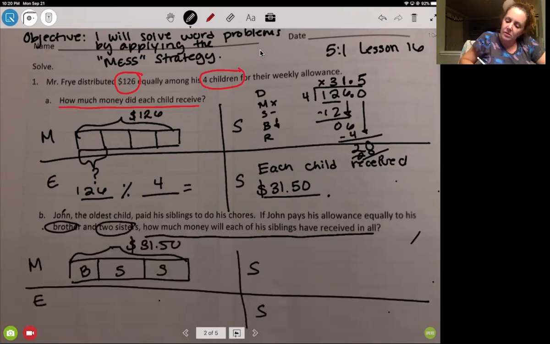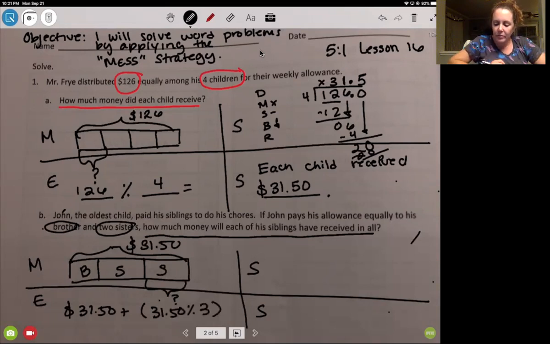So whatever I find, I'm looking for 1, doesn't matter which one, but I'm going to add what they already had to it. So I'm going to do, the sibling already had $31.50 plus, and then I have to figure out what is $31.50 divided by 3. So $31.50 divided by 3.